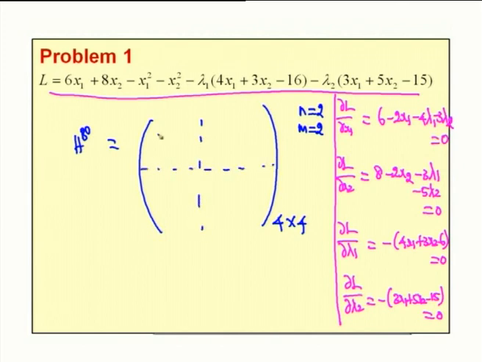The first block is a null matrix of order m cross m. Here our m value is 2. Therefore, the first block consists of a null matrix of order 2 cross 2.